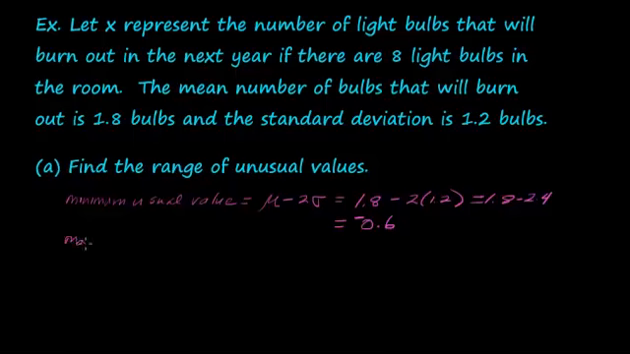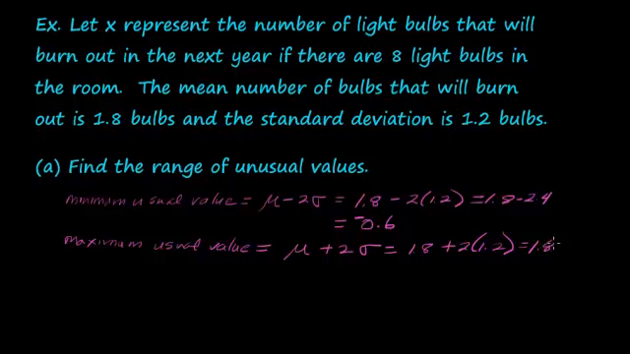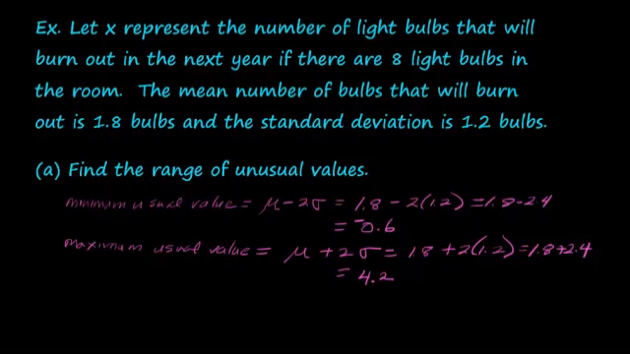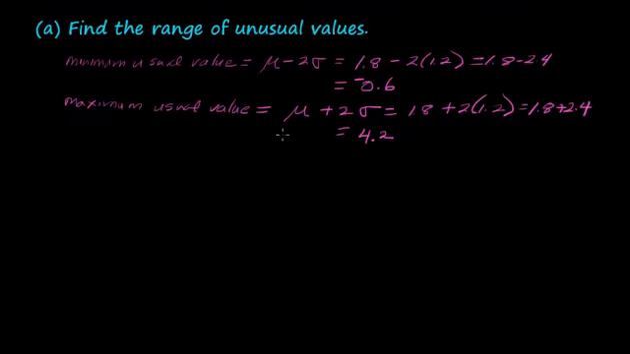Our maximum usual value is equal to the mean plus 2 standard deviations, or 1.8 plus 2 times 1.2, or 1.8 plus 2.4. And here we get 4.2. Again, this is light bulbs. We can't get 4.2 light bulbs, but this gives us a cutoff point that we can use to determine maximum usual values and minimum usual values. Okay, so let's interpret this.